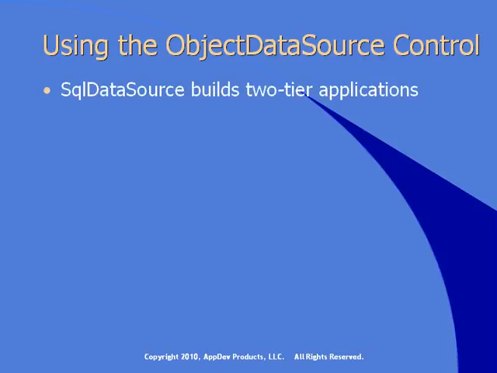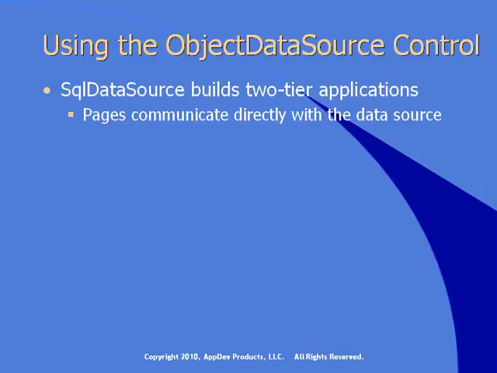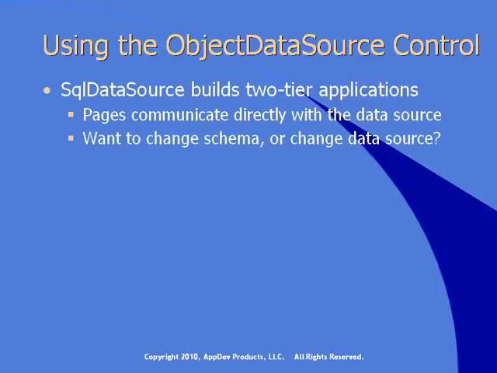The SQL data source control builds two-tier applications. That is, pages communicate directly with the data source. You have the presentation tier and the data tier, and that's it. If you want to change the schema or change the data source, you're in for some trouble. This requires altering every page, and it's certainly difficult to maintain in a real application.